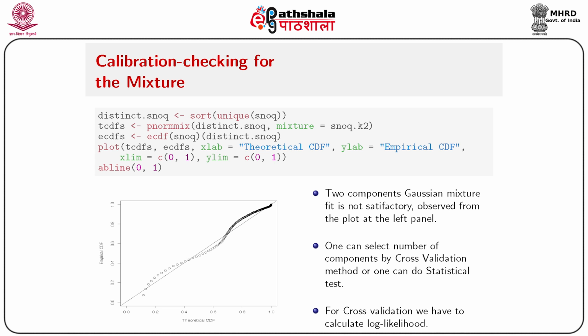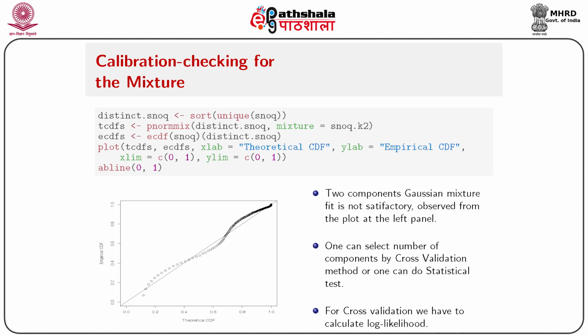If you see this plot, you will see that it is clearly violating this. It is actually the QQ plot. The QQ plot is showing the theoretical CDF and the empirical CDF, and the theoretical CDF and empirical CDF are not at all coinciding. So the two component Gaussian mixture fit is not satisfactorily observed from the plot in the left panel.